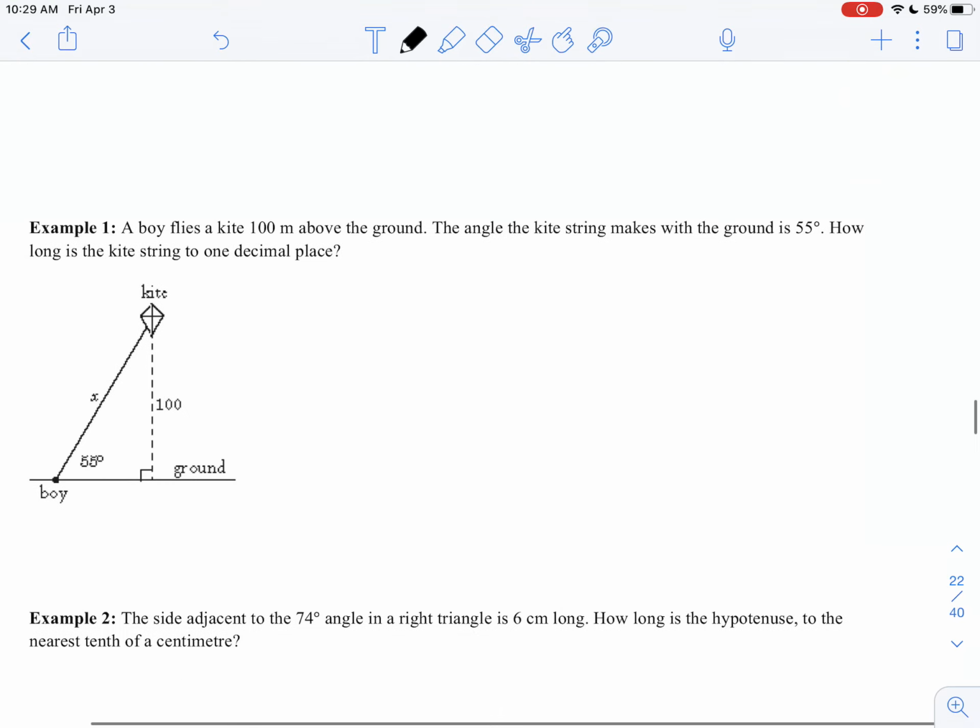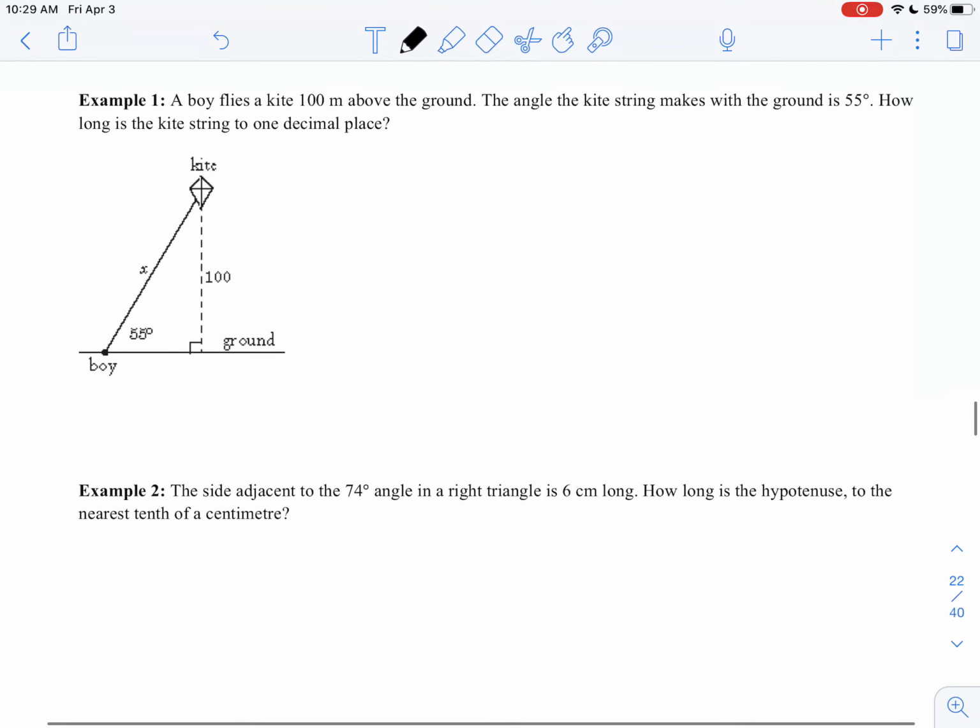Most students usually find just drawing the diagram is the hardest part. Once you get the right angle triangle with the sides and the angles labeled appropriately, the questions usually flow quite nicely. So example 1: a boy flies a kite at 100 meters above the ground. The angle the kite string makes with the ground is 55 degrees. How long is the kite string to 1 decimal place?